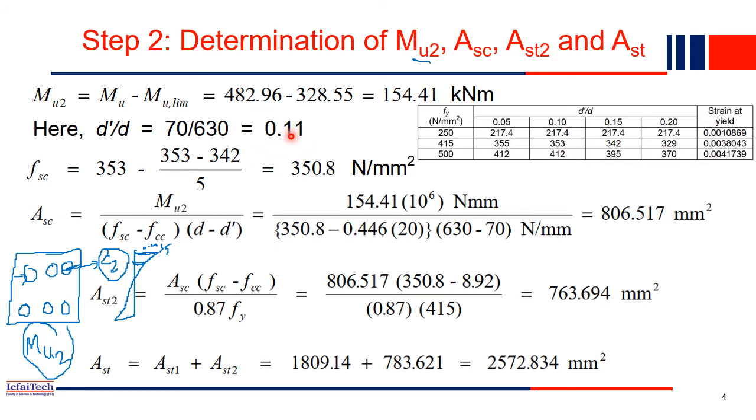It is 0.11, a little extra, a little more, right? So whatever we got is also near to 3.53. It is 350.8, right? Based on interpolation we got this value. So now the FSC value has been computed.